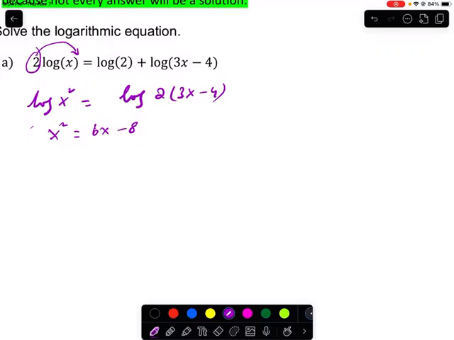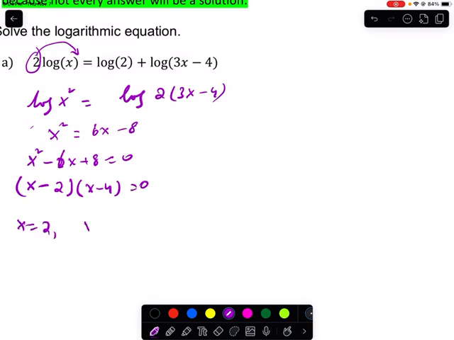What is that now? This is a quadratic equation, so we should be able to solve it by factoring. So we bring everything to one side and have the right hand side 0. Factor. So there we get x is equal to 2 or x is equal to 4. So these are our answers.